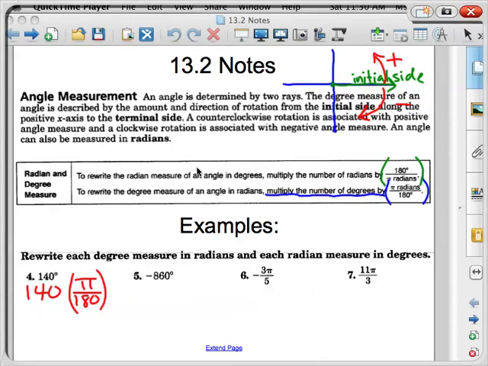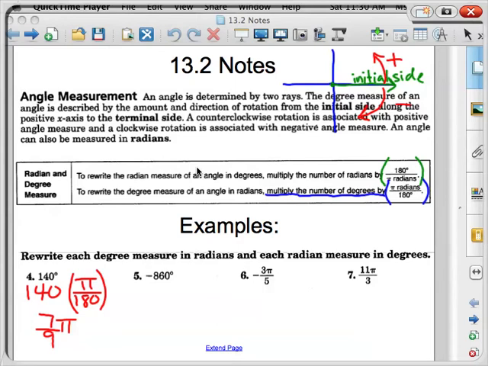So if I take my calculator and I type in 140 divided by 180, and change to a fraction, I get 7/9, and I leave pi alone. So my answer is 7/9 pi.